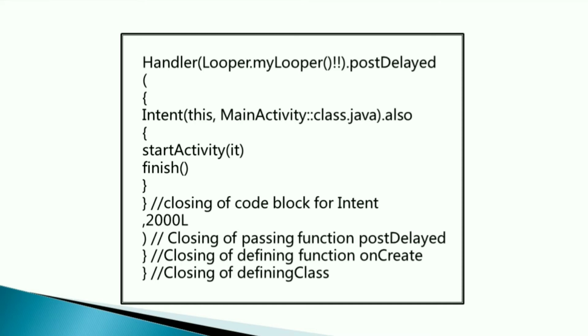We are adding double exclamation in front of the method. It is called not null assertion operator, double exclamation. It converts any value to a non-null type and throws an exception if the value is null. It means if looper object is not created, exception will be thrown. Now we are closing constructor for handler class.